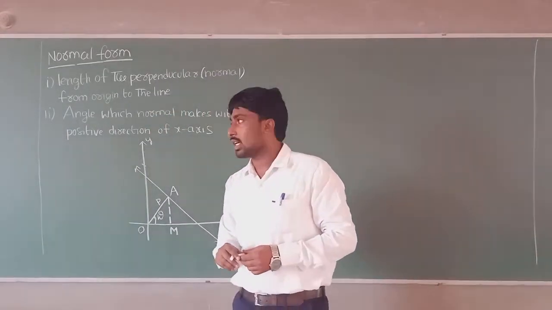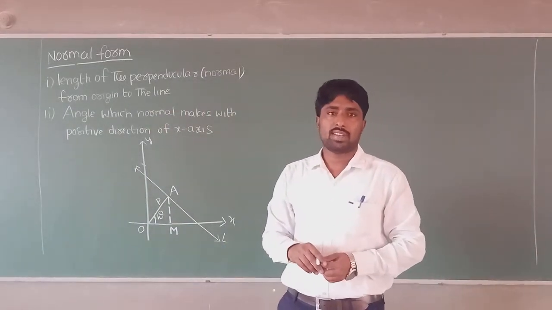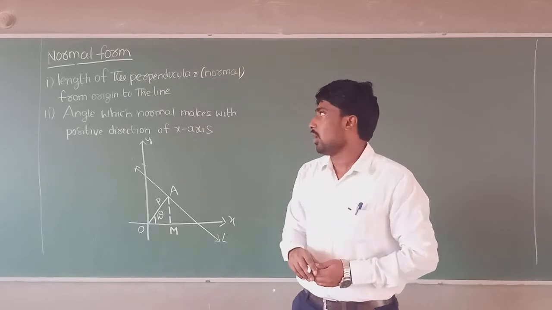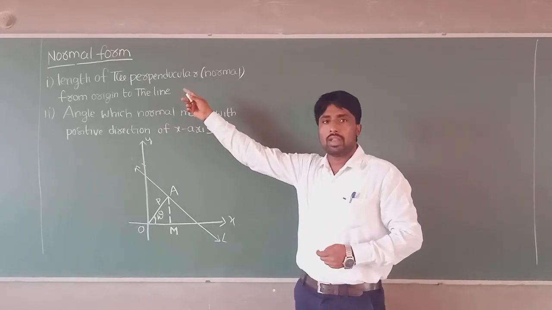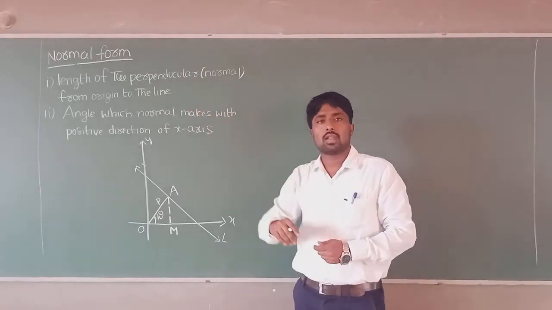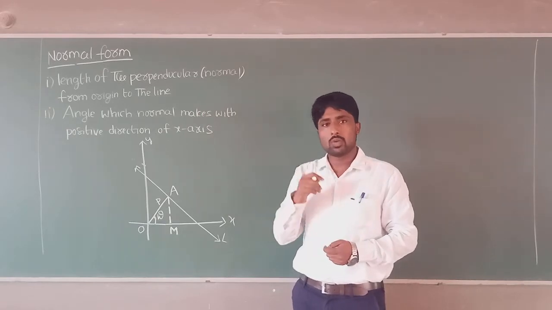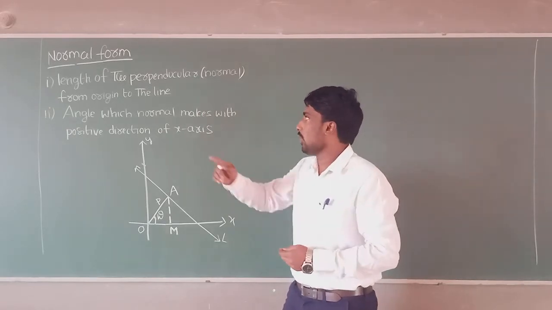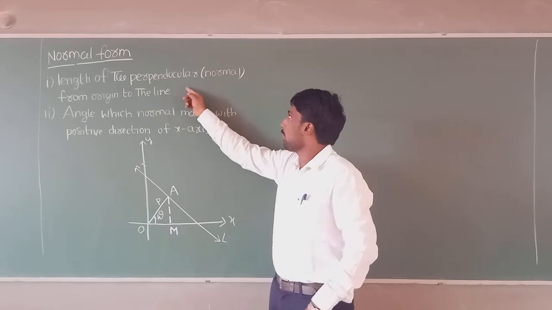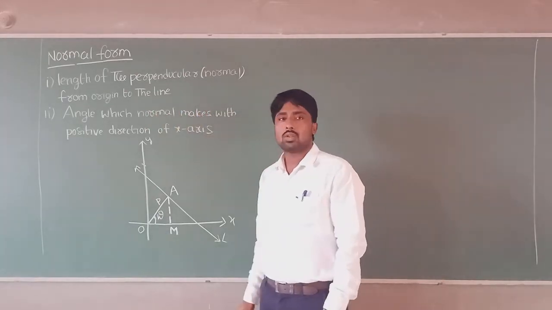Okay, today we will discuss the normal form of a straight line. Is it clear? Now, for the normal form of a straight line, they won't mention the point and the slope of the line. Okay, they will give two components. That component is the length of the perpendicular from the origin to the line.